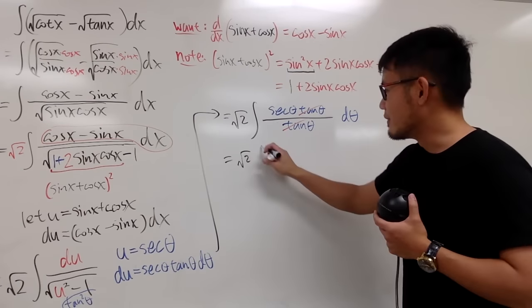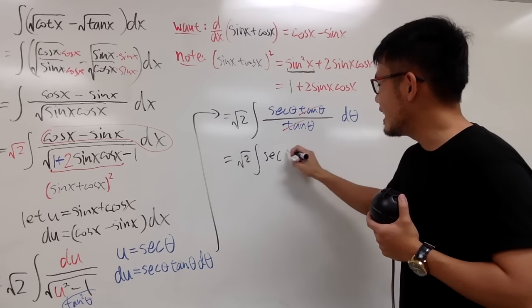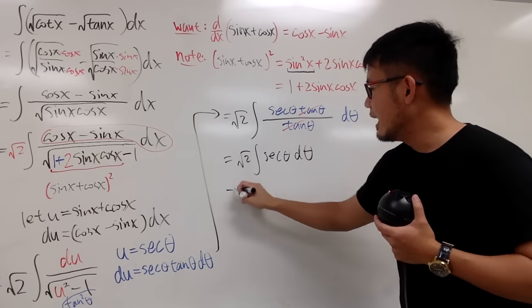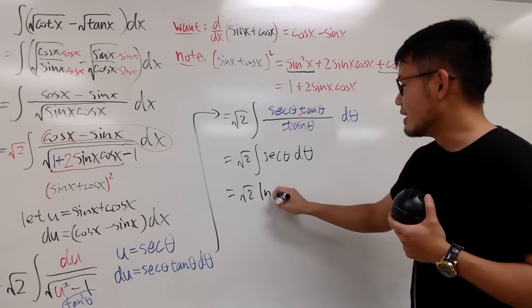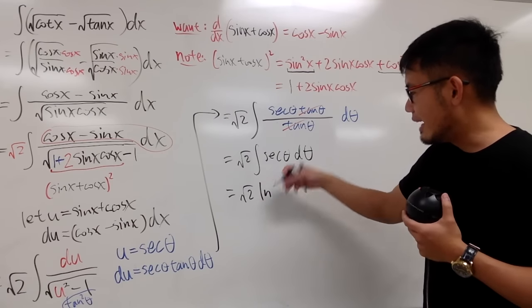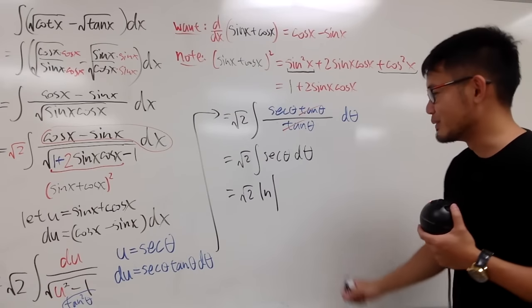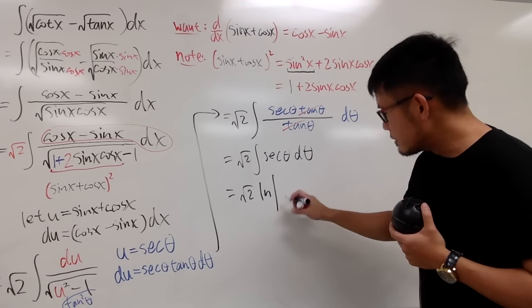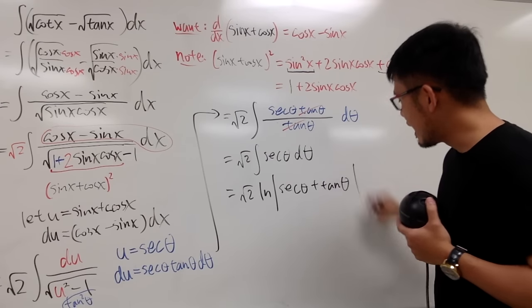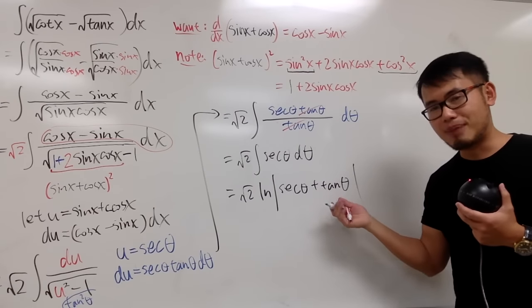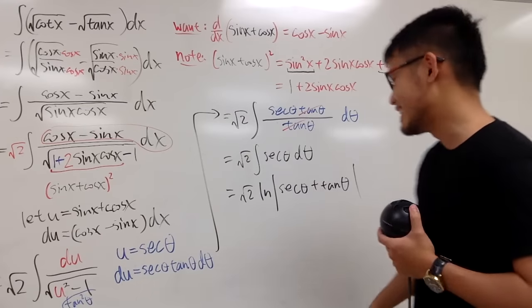We have the square root of 2 times the integral of secant theta d theta, and we know the answer to this, which is something you have to remember. The standard result is ln, and when you actually integrate, you put down the absolute value: ln absolute value of secant theta plus tangent theta. We're pretty much done, but we just have to go back to the u world first, and then back to the x world, and that's it.